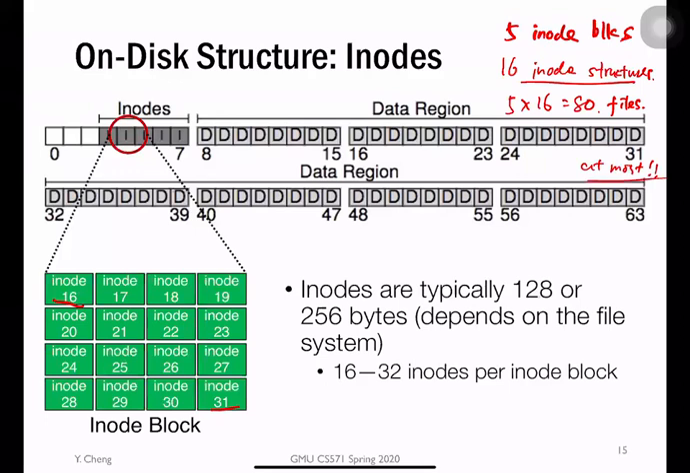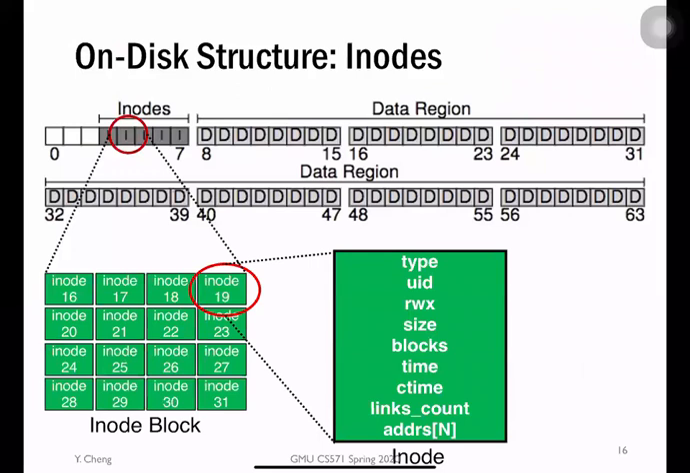Okay. To further zoom in, this is how each inode data structure looks like. It contains the basic statistical information about the file or the directory associated with it. The first field is called type. It indicates whether the file related to this inode is a data file or a directory. The second and third fields, UID and RWX, represent the user as well as the permissions associated with it, whether it's read-only, read and write, or executable. The next two fields, size and blocks, represent the size in number of bytes and the total number of blocks that this file spans, okay?